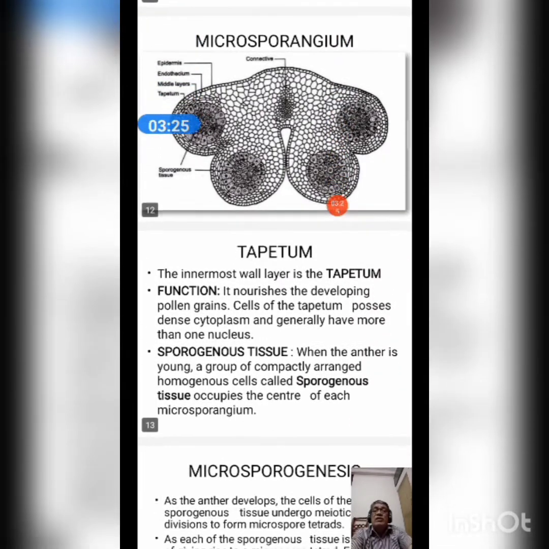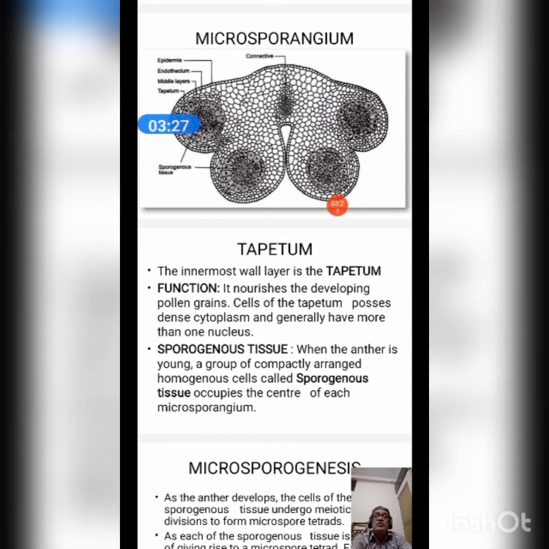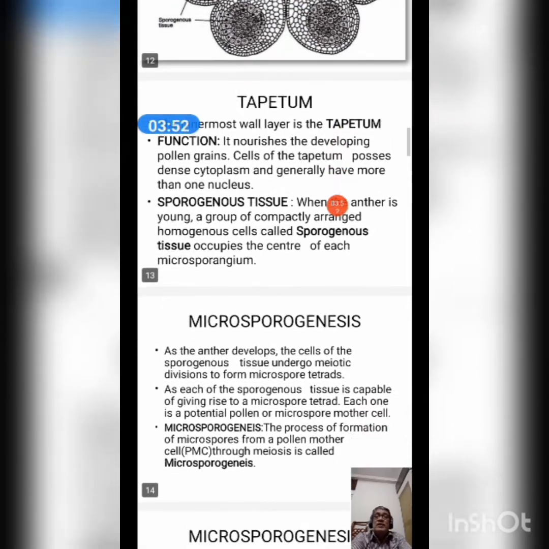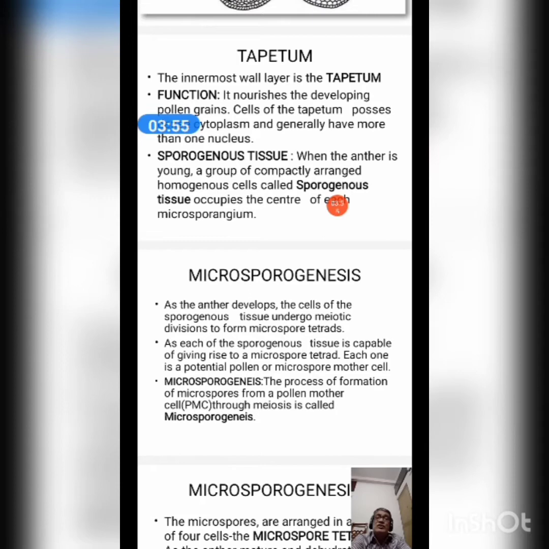Next we will talk about the tapetum. The innermost wall layer is the tapetum. What is its function? It nourishes the developing pollen grains. Cells of the tapetum possess dense cytoplasm and more than one nucleus. Next we will talk about sporogenous tissue. When the anther is young, a group of compactly arranged homogeneous cells called sporogenous tissue occupies the center of each microsporangium. Next, microsporogenesis.